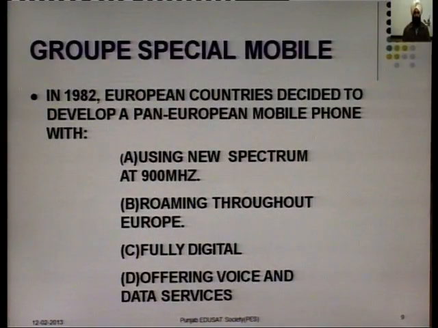They decided to develop a public access European mobile phone network using a new spectrum at 900 megahertz, with roaming throughout Europe. It was fully digital, offering voice and data services. So, this was the first mobile system. From 1886 to 1982, it took almost 100 years to develop a mobile system from wireless communication of electrical transmission in space.